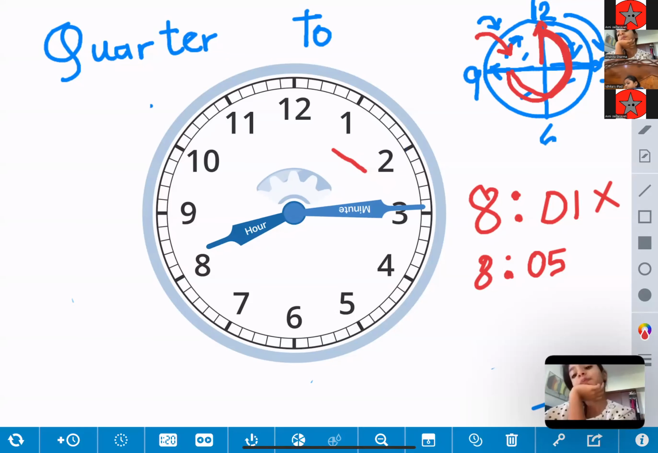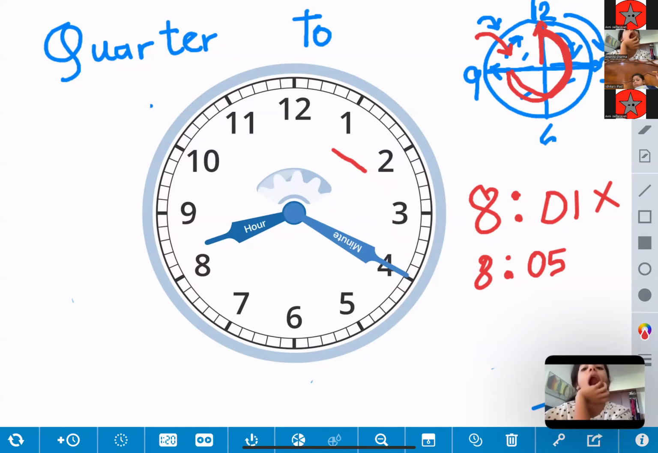Now give me the value of the minute hand when it is on 3. It's 15. Okay. Don't give me an analog. I'm just asking the value. What is the value of the minute hand when it is on 4? 30. 4 5s are 20, not 30.